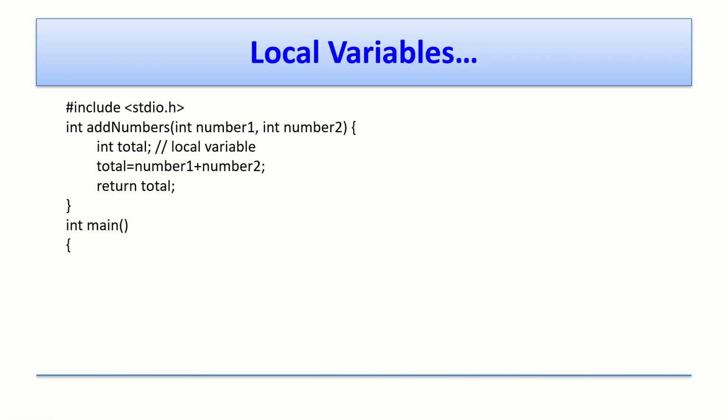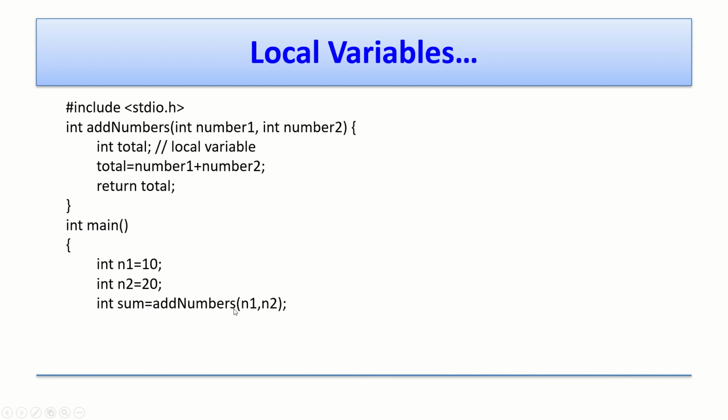This is my main method. Here, I declare another two variables, n1 and n2. Those are local variables to the main method or main function. And then I call the add numbers function along with n1 and n2. Those are arguments here. So we pass n1 to number one and n2 is assigned to number two.